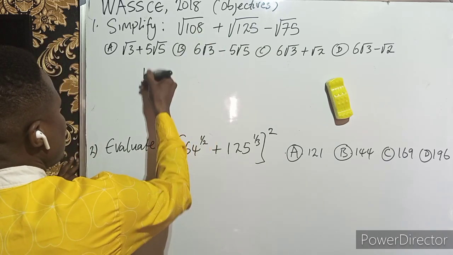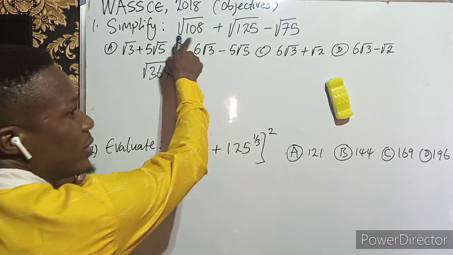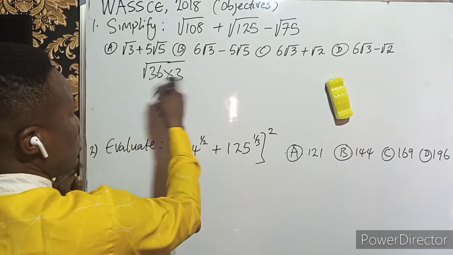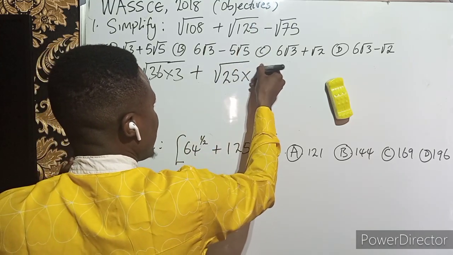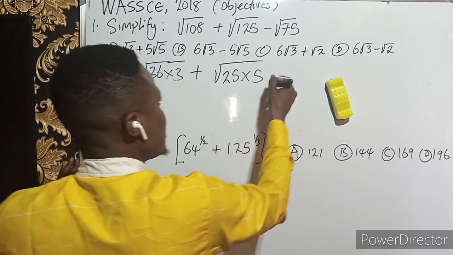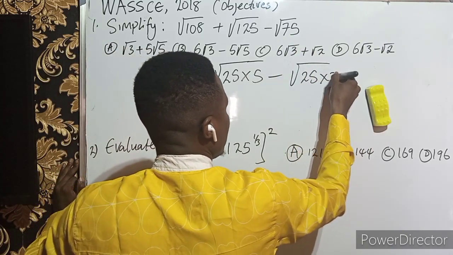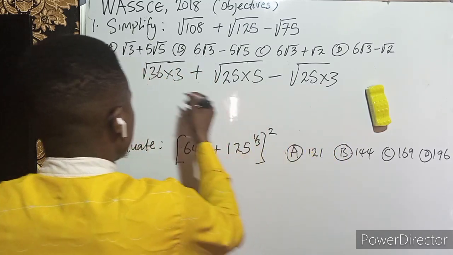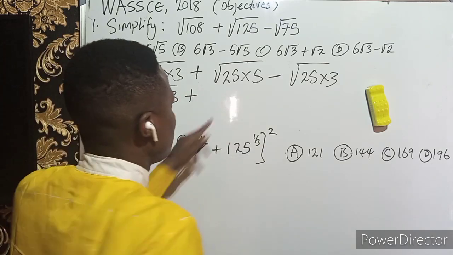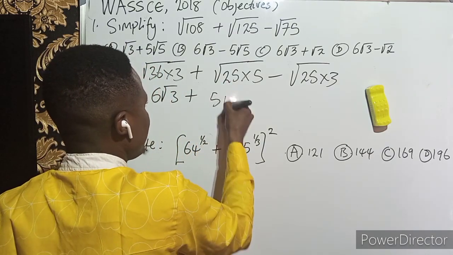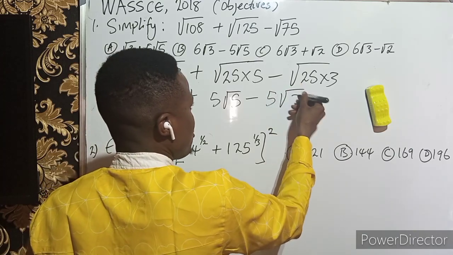So √108 can be seen as √36 times 3, because 36 times 3 will give me 108, and 36 is a perfect square. Plus √125 can be seen as √25 times 5, because 25 is perfect, minus √75 can be seen as √25 times 3, because 25 is perfect. The square root of 36 is 6√3, plus the square root of 25 is 5√5, and the square root of 25 is also 5√3.